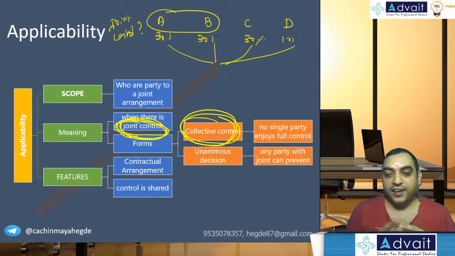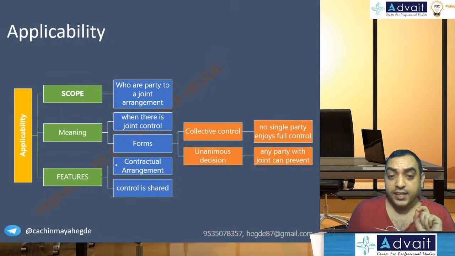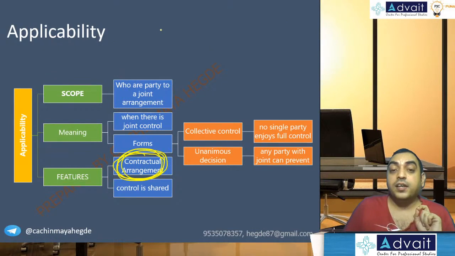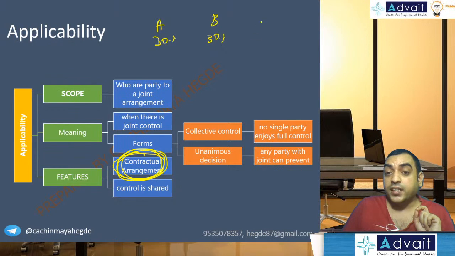Okay. All of you are saying yes. I'm sorry, the answer is not necessarily yes. That is why read one more thing. There has to be a contractual arrangement. So A is having 30%, B is having 30%. You can't say there is joint control. There has to be a contract between A and B.